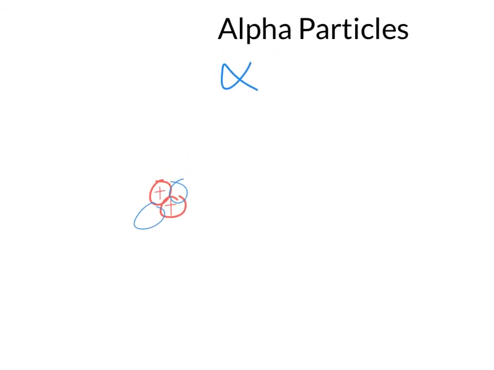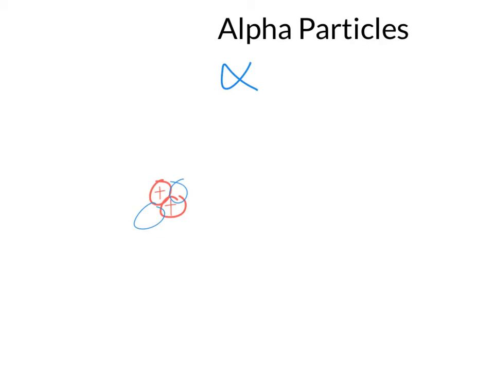Now, anybody who's already done some diagrams of atoms might recognize this as being a helium nucleus. So all we need to turn this into a full helium atom is 2 electrons. But the distinguishing feature here is that it actually doesn't have any electrons, so it's not an atom, it's an alpha particle.